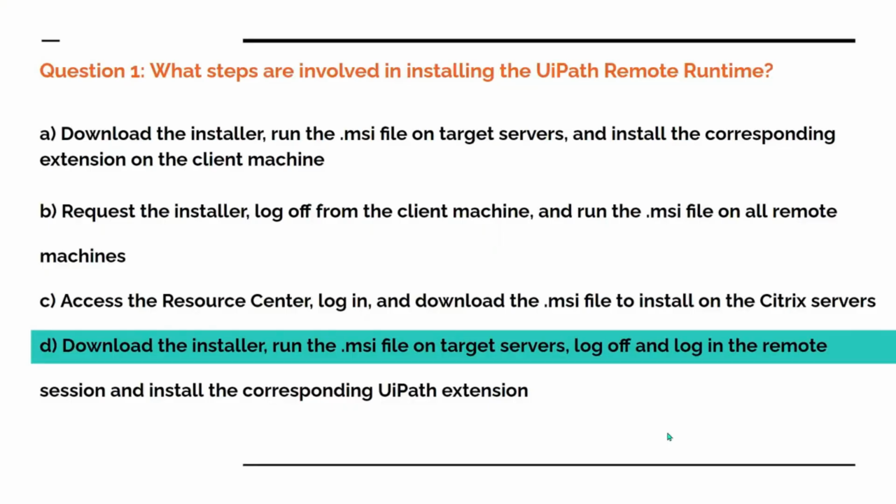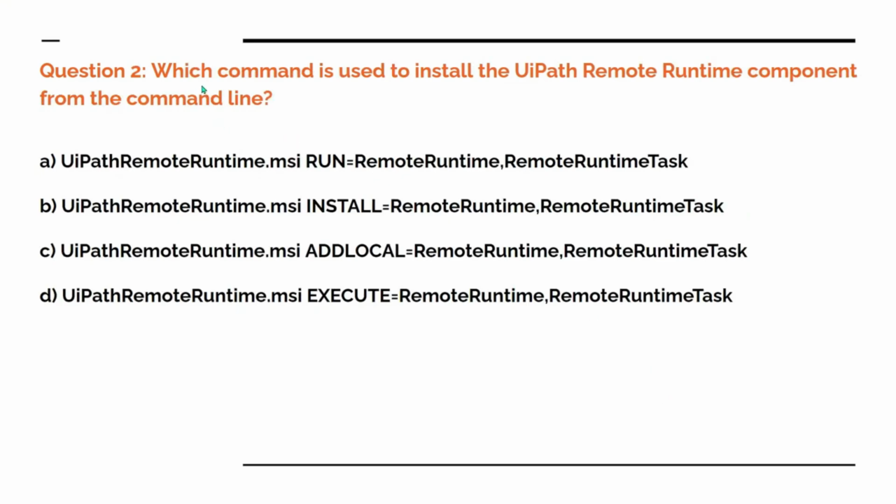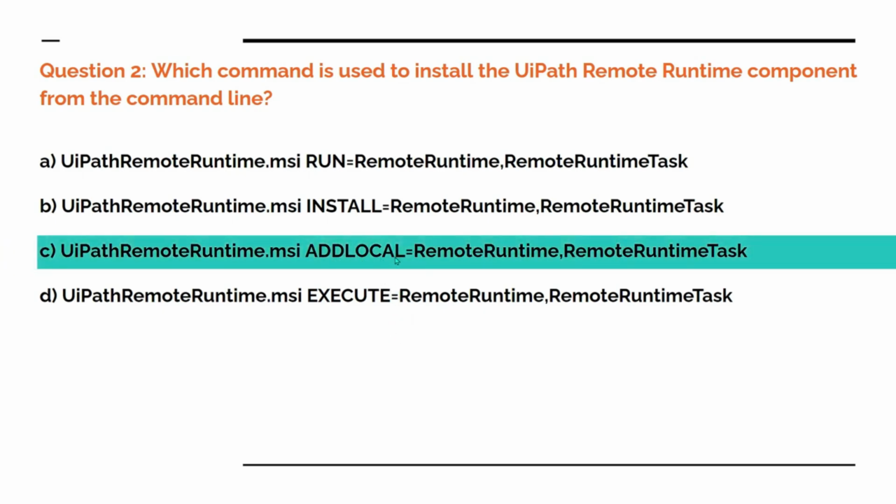All right, now let's see the second question. Which command is used to install the UiPath remote runtime component from the command line? After you have downloaded the MSI file, from the command line, how can you install it? That is the question. So here are a couple of options given, A, B, C, D. Now this question you may or may not be able to answer unless you remember this command. Let me reveal the answer. The answer is ADD LOCAL equals to RemoteRuntimeTask.